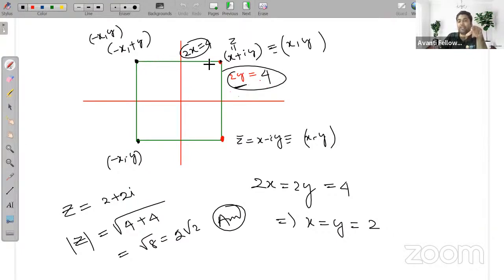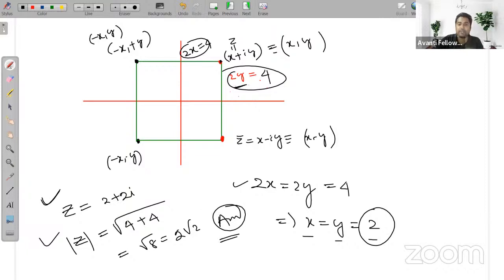Then I equate all the sides of the square as the same length. Then we are getting 2x is equal to y, then x is equal to y is equal to 2 units. Then if x and y are 2, then my complex number becomes 2 plus 2i. Then mod z is equal to root of 4 plus 4, that is root of 8, 2 root 2. This is your answer. Is that clear to everyone?